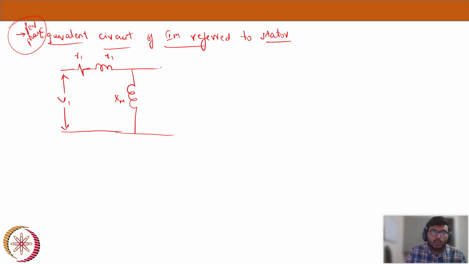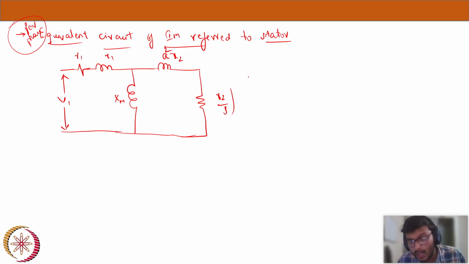Now we are entering the rotor side via the air gap. Similar to the stator side, the rotor side will also have a reactance and a resistance. This reactance is X2, referred to stator, so we call it A square X2, where A is the turns ratio. And in the resistance part we have R2 by S, the rotor side load resistance. That's what we saw last week. Since it is referred to stator, there will be a coefficient of A square here. So R1, X1 are the stator side parameters, and XM is also the stator side magnetizing reactance. A square X2 is the rotor side reactance referred to stator side, and A square R2 by S is the rotor resistance referred to stator side.